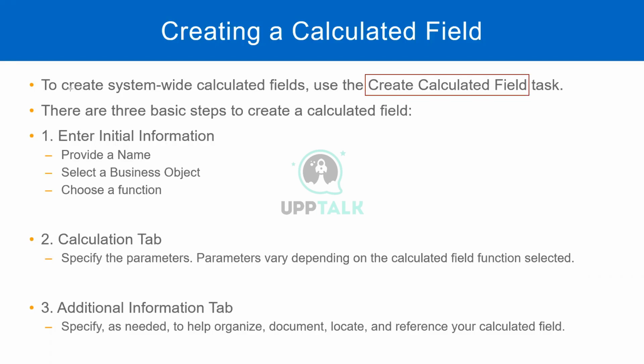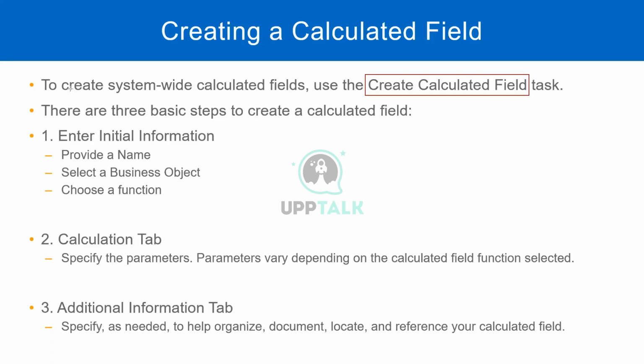If we are doing something in terms of dependent, if you are doing something in terms of location, if we are doing something in terms of supervisory organization, we will choose the business objects accordingly. How to choose the business objects? I'll tell you. So at the time of creation of a calculated field, we must select a business object.